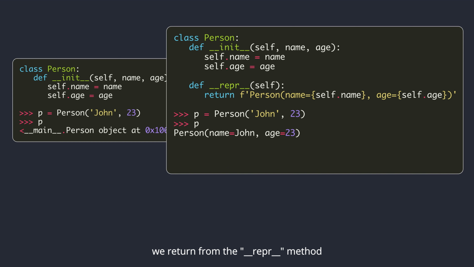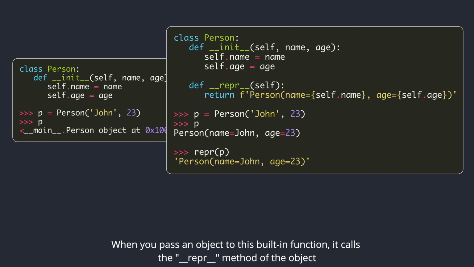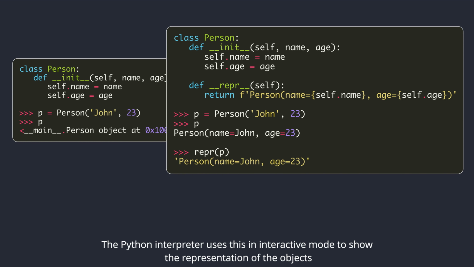from the __repr__ method. Python has a built-in function called repr. When you pass an object to this built-in function, it calls the __repr__ method of the object. The Python interpreter uses this in interactive mode to show the representation of the objects.